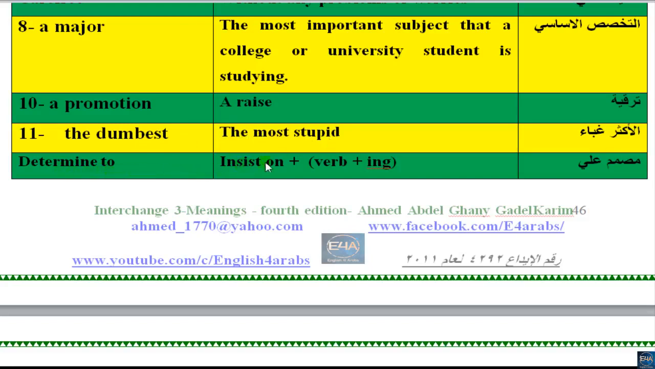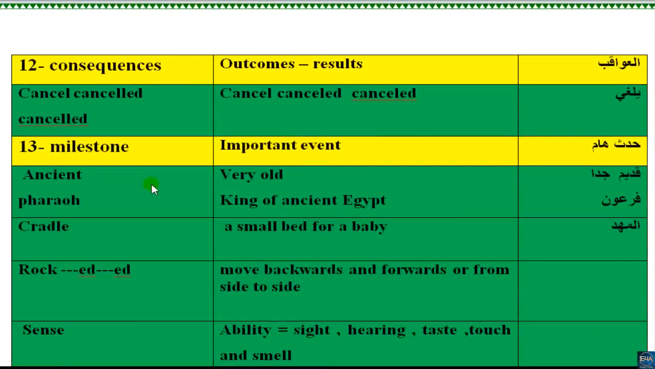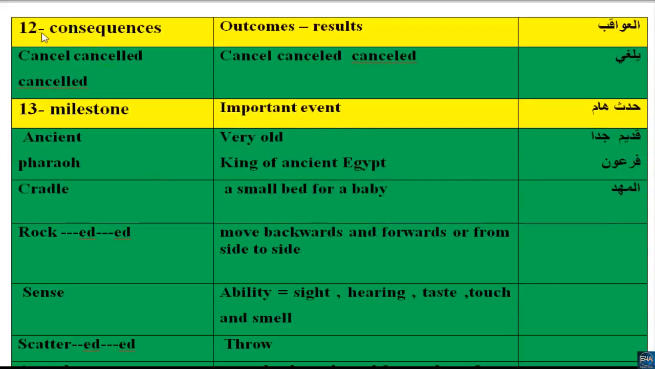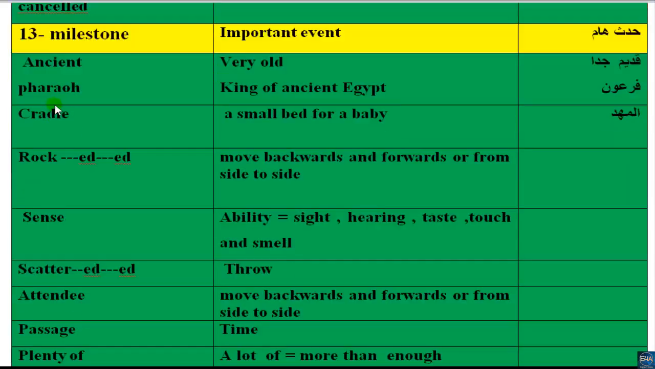Determined to. Insist on. Verb plus ing. Determined to. Insist on. 12. Consequences. Outcomes. Results. Canceled, double L. This is British, but in American, canceled, one L. American, one L; British, double L. 13.